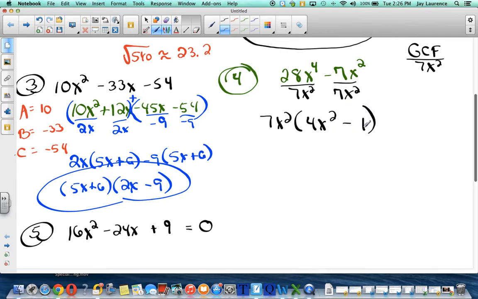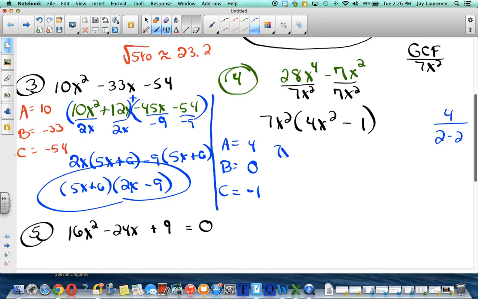Oh, I'm not done. Inside here, I can factor further. I can do the ABC method, or I can use that easier method I've alluded to, the difference of perfect squares. I'll tell you what, I'll do the ABC method. By the way, I'm ignoring the 7x squared. A is 4. B is, I'm not sure, C is negative 1. B, I don't see any x's. I see x squareds, I don't see x's. B must be 0. So I need factors of 4 that subtract to get 0. How about a 2 minus a 2? So I'm going to have a 7x squared times the quantity of 4x squared plus a 2x minus a 2x minus 1.